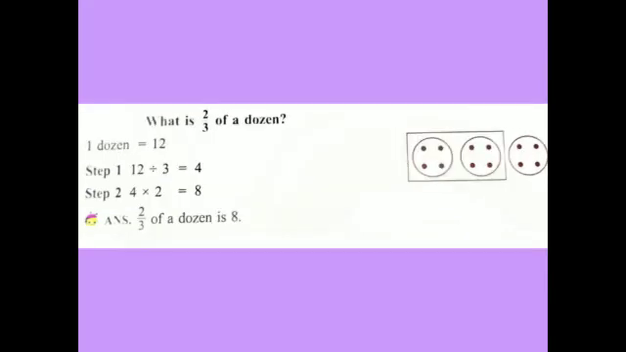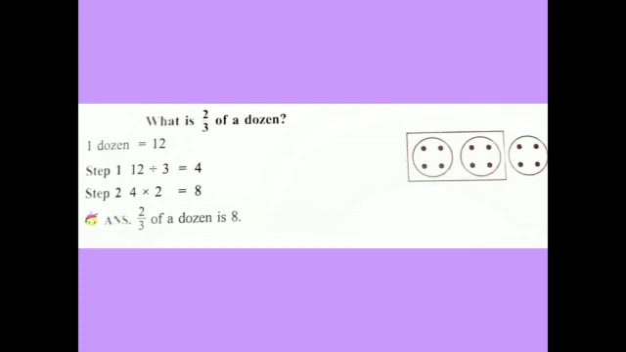Next is, what is 2 by 3 of a dozen? We all know that 1 dozen is equal to 12 numbers. For example, 12 dots are also given. So here we have to find out 2 by 3 of a dozen. So we have to divide the 12 into 3 equal parts.